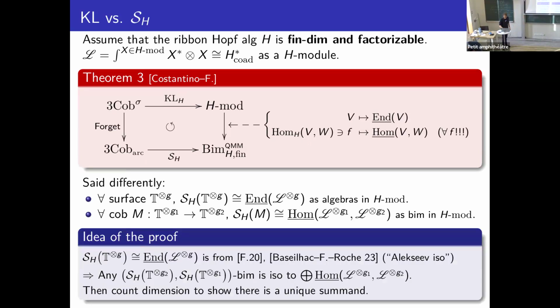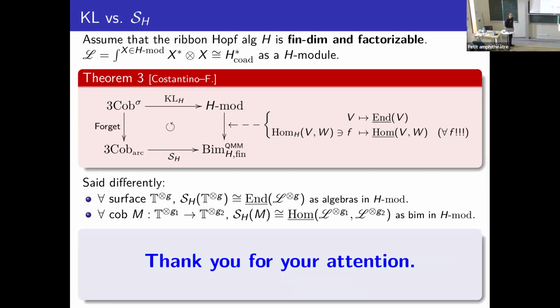Yeah. And there was some point of the proof, maybe this isomorphism between the stated skein space of a surface and the endomorphism of the coend. It is deduced from something which is called the Alekseev isomorphism, and which comes from the theory of quantum character varieties. And then you can deduce that any bimodule is a sum of this kind of bimodule, because these algebras are very rigid. These are matrix algebras, right? And then by a topological argument, you count dimension, and you show that actually this direct sum disappears. There is just one summand. And I will stop. Thank you.